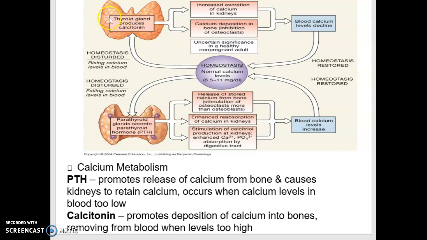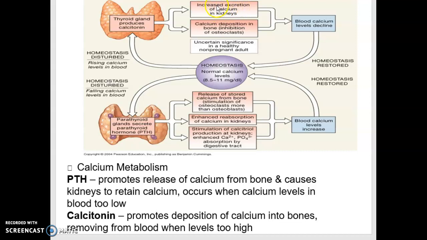Okay, so if we go above that, we have rising calcium levels in the blood, then the thyroid gland is going to monitor and recognize that, and then it's going to release the calcitonin, which is going to increase the absorption of calcium into the bone. Okay, so if calcium is taken out of the blood and put into the bone, then our blood calcium levels are going to decline. It's also going to increase the excretion of calcium in the kidneys.